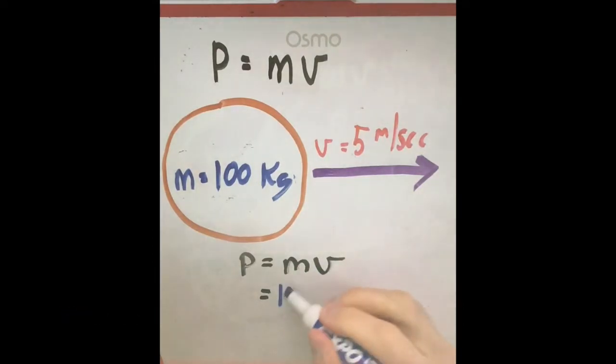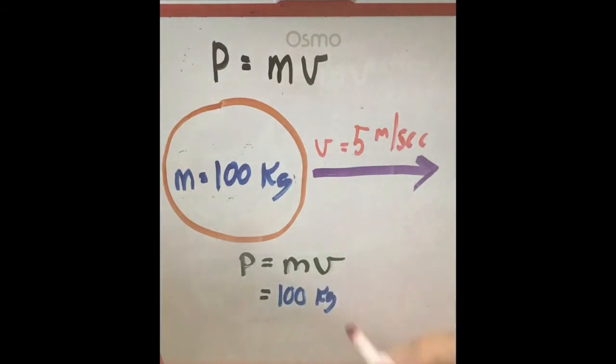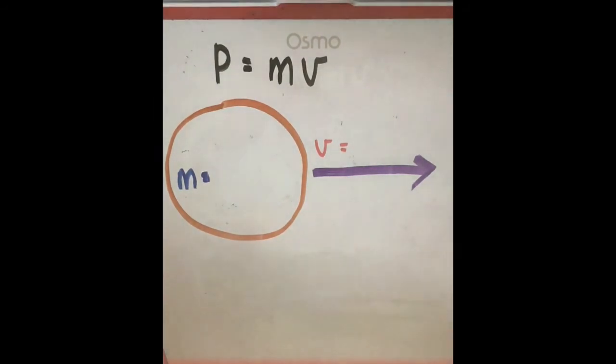So the mass is 100 kilograms, and we're multiplying that by the velocity, 5 meters per second. That gives us a momentum of 500 kilograms times meters per second. We just worked out that the object had a momentum of 500 kilograms times meters per second.